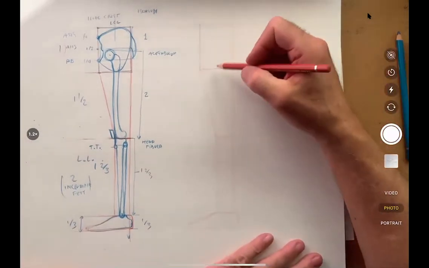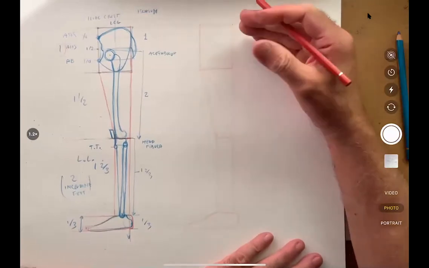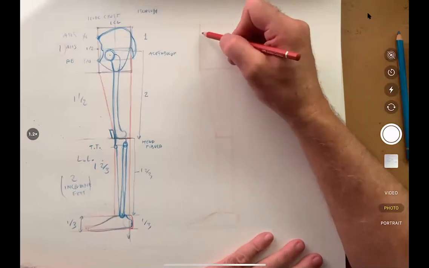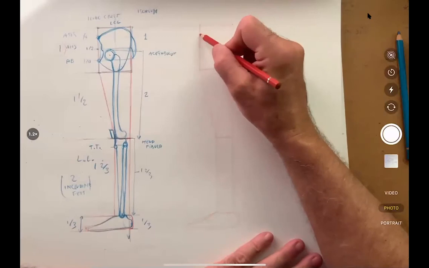So now over here, I can start blocking in the main volumes of the organic form, right? I have these 2 points of reference here. The iliac crest is going to be here, right?